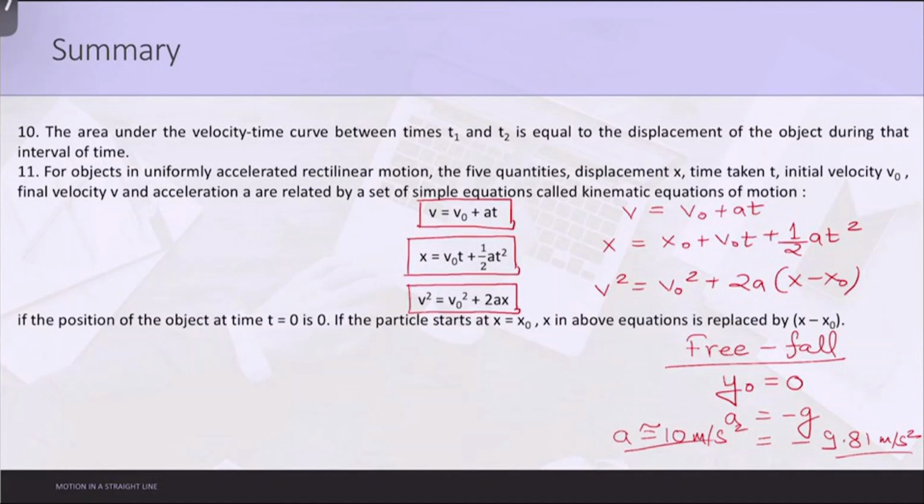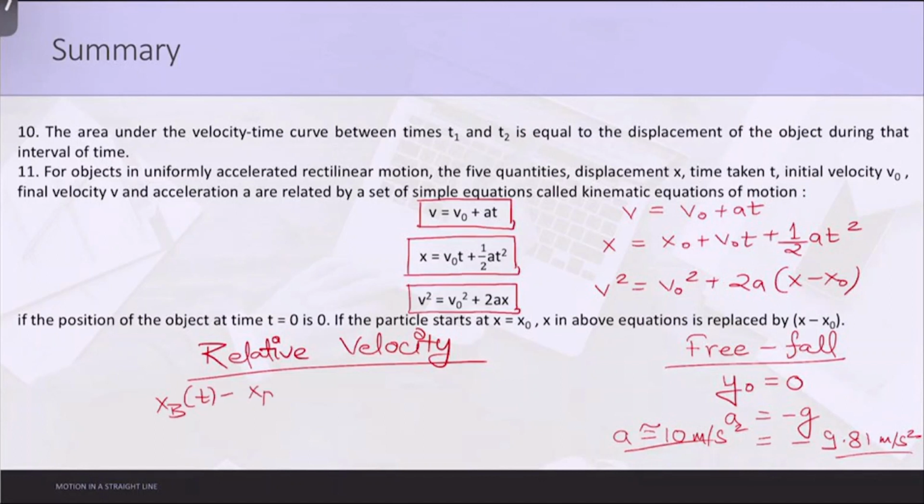And the final thing was relative velocity. In relative velocity, these are the things you need to remember. The first thing you need to remember is that xb of t minus xa of t is equal to xb at 0 minus xa at 0 plus vb minus va times t.